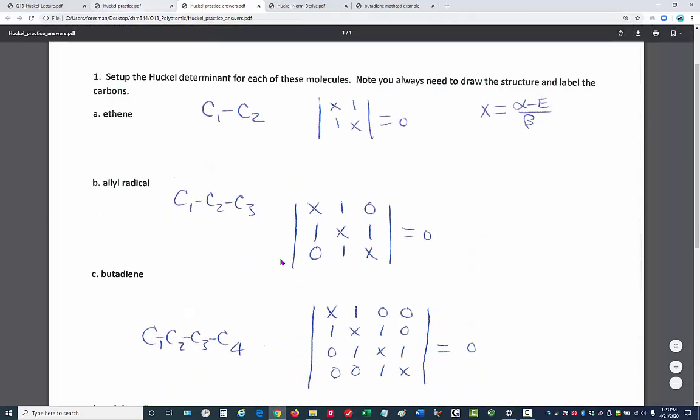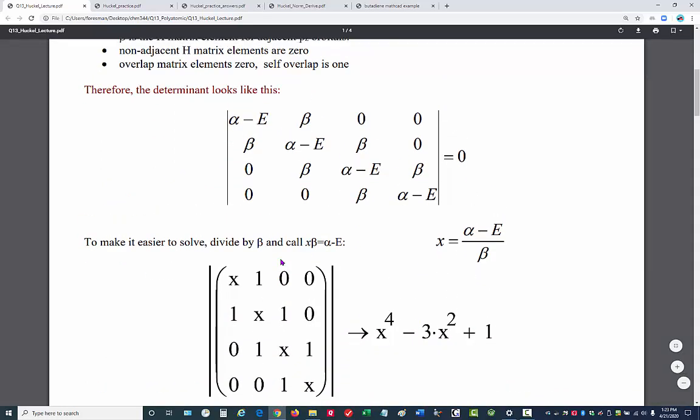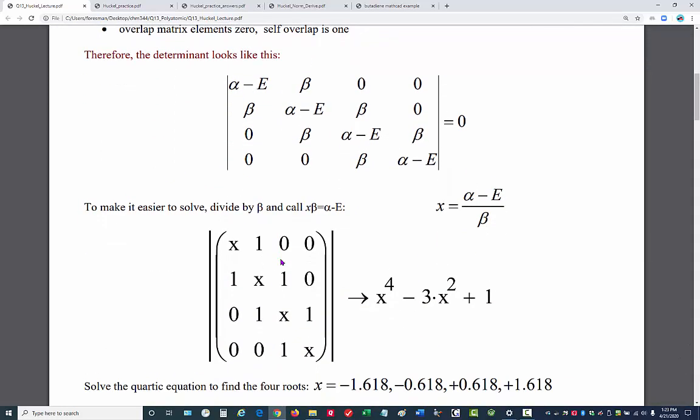Okay, so let's go back now to our butadiene problem where we're going to go through the details of solving it. Now that we've learned how to set up a Huckel determinant, if we divide through by beta and call x the quantity alpha minus E over beta, we have the simplified version of the determinant. If we were to expand this determinant, because it's a 4x4 matrix, we would get a 4th order polynomial. It would have 4 roots, and those would be the 4 energies possible for the molecular orbitals of this system.